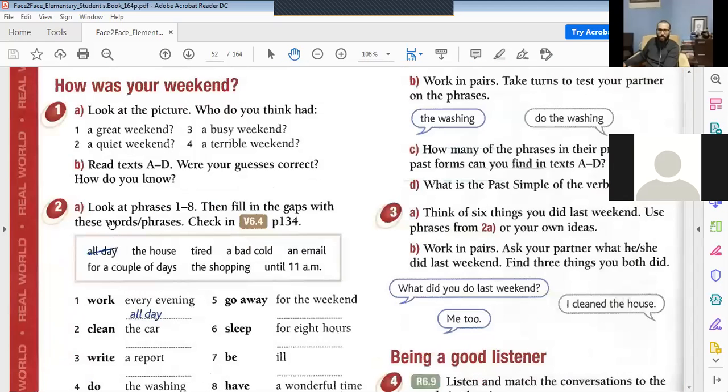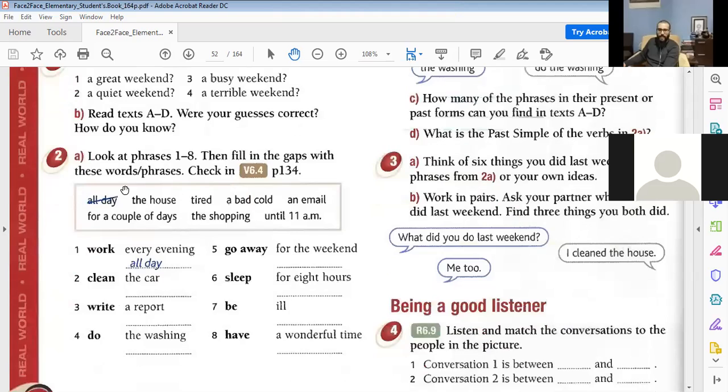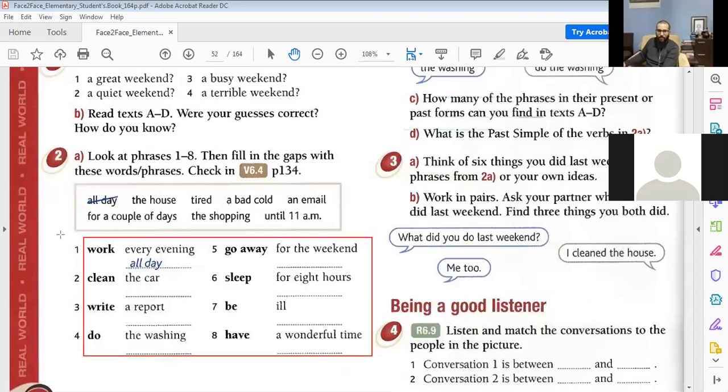Now, let's move on to number 2. It says here, look at phrases number 1 to 8. So this means we have 8 phrases here. Then fill in the gaps with these words. So we have 8 verbs. And for every verb, we can use it in 2 ways. So we can say work every evening, and we can say work all day.